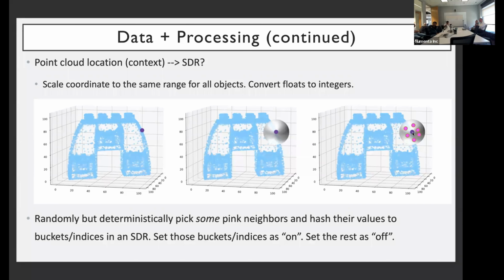And when I'm computing the SDR, I'm randomly but deterministically picking some of those pink neighbors that you see, and I'm hashing their values to some buckets or indices in some SDR. And I set those buckets as on, and I set the rest as off. This is the coordinate code, just a visual representation of the coordinate code. But yeah, you would do this for basically all the points that I have in my point cloud to get individual SDRs for all.